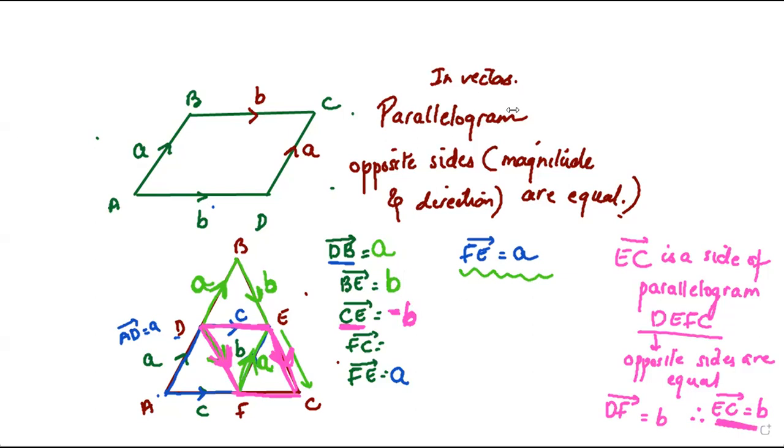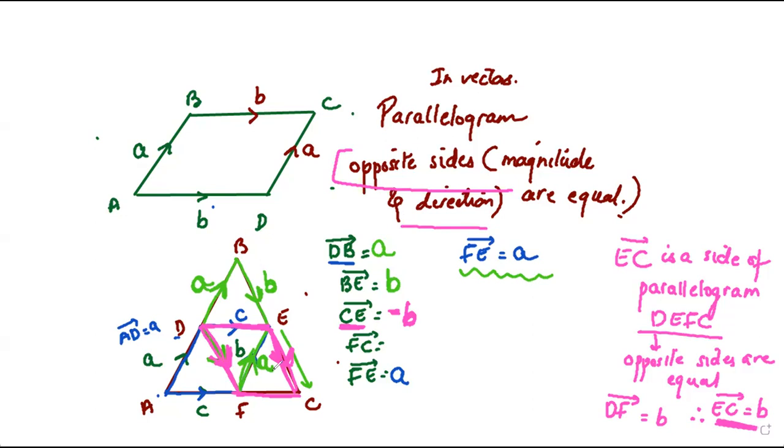Okay, is it clear to everyone so far? Okay, see, I'm just repeating the parallelogram concept. Parallelogram we use only to find the value. The most important thing that you have to keep in mind is that opposite sides of a parallelogram are equal in terms of magnitude as well as in terms of direction. They both are equal.